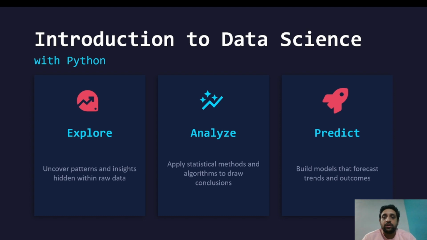First is Introduction to Data Science. Data science is all about extracting meaningful insights from raw data, and it generally follows a three-step process. The first step is exploration, where we try to understand the structure of the data, identify patterns, and detect any anomalies or outliers. The second step is analysis, where we apply statistical methods and algorithms to draw conclusions and validate our assumptions. The final step is prediction, where we use models to forecast future outcomes based on historical data.